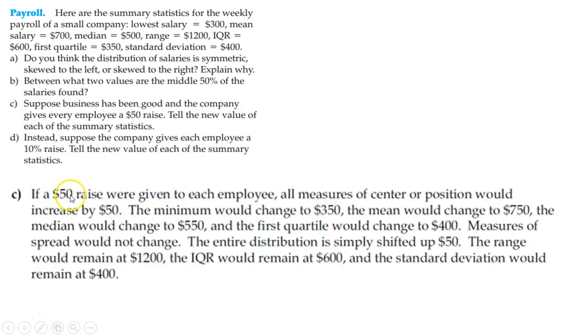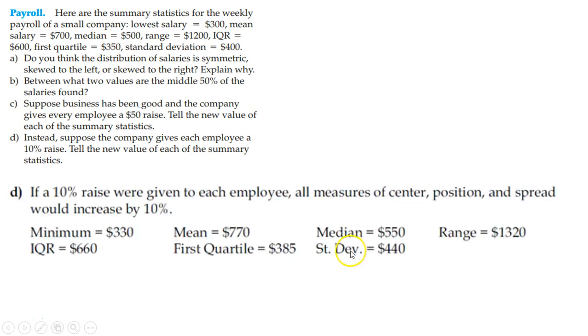Part C, I'm literally going to be raising $50 to each one, so I'm adding $50 to it. So if I'm increasing everything by 50, the minimum, right, every value changes except for our variation. So I'm not changing the range. The range is still 1200. I'm not changing the standard deviation. I'm not changing the interquartile range either. Those are all the same, but everything else, all right, should be add 50 to it basically. So that's basically what we're doing there. We shifted it all up.